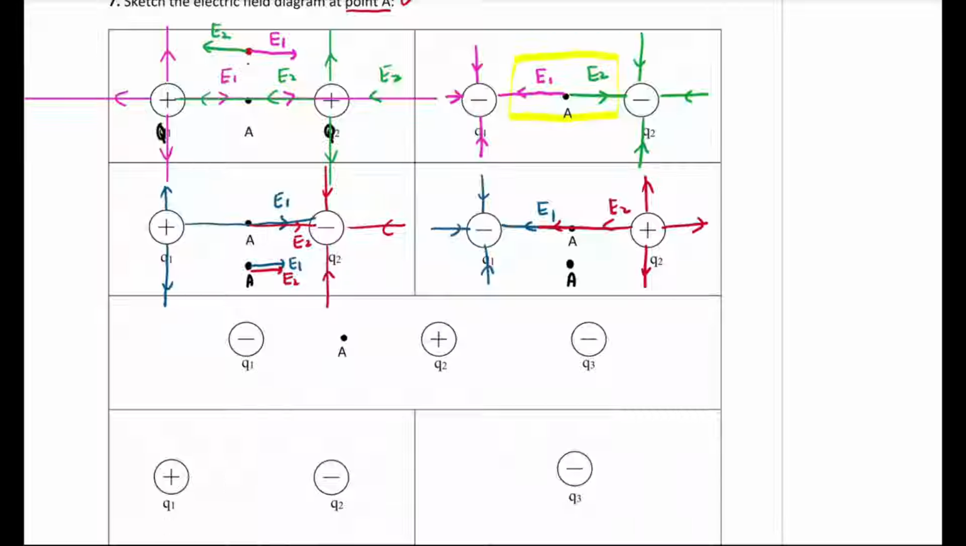So, at point A, E1 is to the left. E2 also to the left. Okay. So, E2 dia macam ni lah. E1, kita ambil daripada sini, point A. Kita nampak E2 ni kan ke sini, ke kiri, to the left. So, dia lalu sini. Ini, to the left.